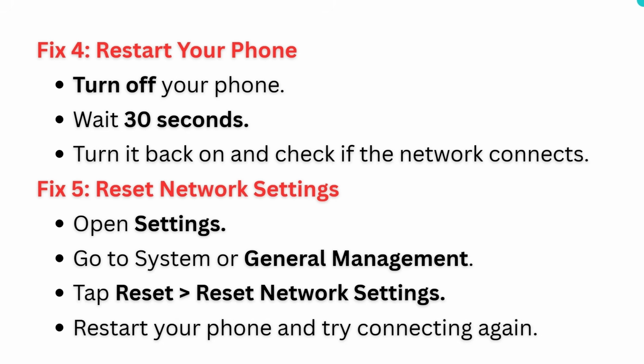Fix 5. Reset network settings. Open Settings, go to System or General Management. Tap Reset and then go to Reset network settings. Restart your phone and try connecting again.